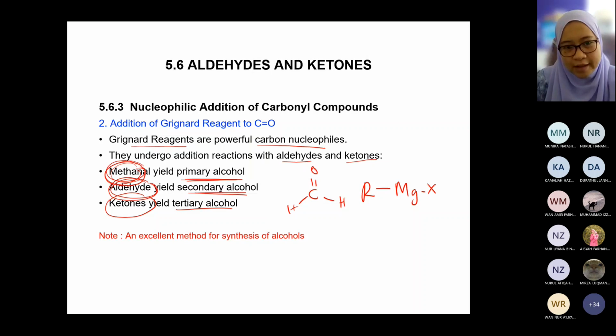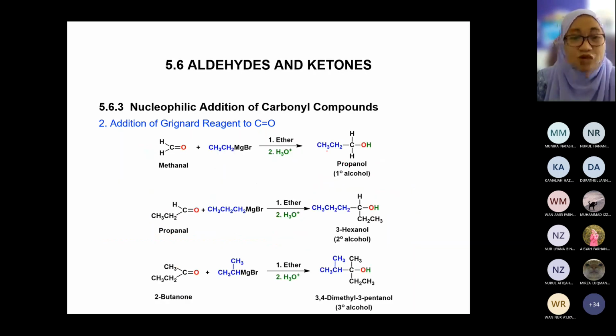Okay, alright. So it is an excellent method for synthesis of alcohol. Kita boleh synthesis alcohol using this Grignard reagent, reacted with carbonyl compound, ketone or aldehyde. Okay, contoh, jom tengok contoh. So we have methanol. So like what we had earlier, methanol react with Grignard reagent will produce primary alcohol. Alright, so this is the Grignard reagent. Ni Grignard reagent dia. So tak kisahlah belakang ni apa, tapi depan ni MgBr.